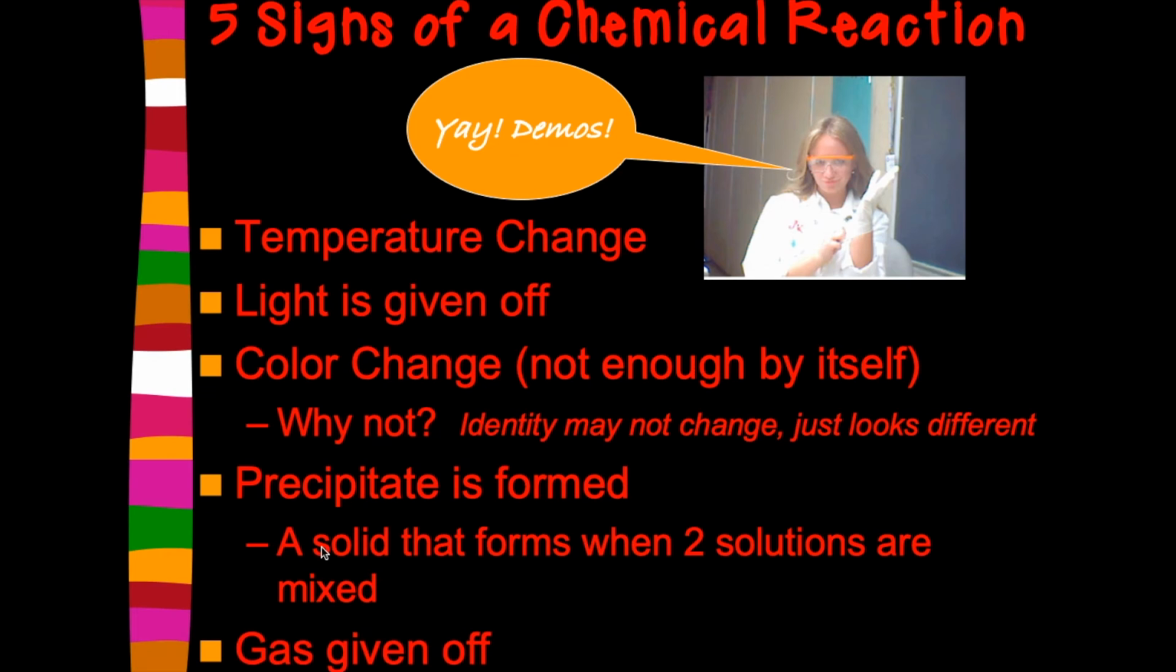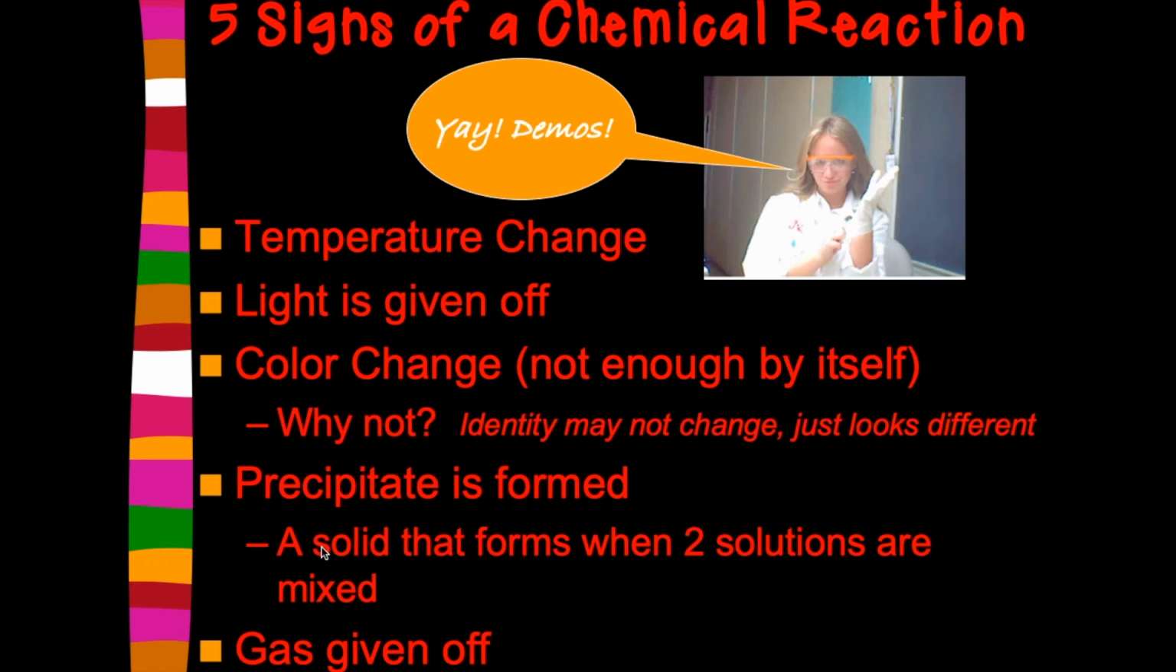And then gas given off. So anytime you see bubbles or you hear fizzing or you smell a smell that wasn't there before, that's gas given off. And it's because the new identity has a scent or has a state of matter that was different than what you started with. So new identities. So these 5 signs of a chemical reaction are something that I want you to remember, not just during this unit, but moving forward.